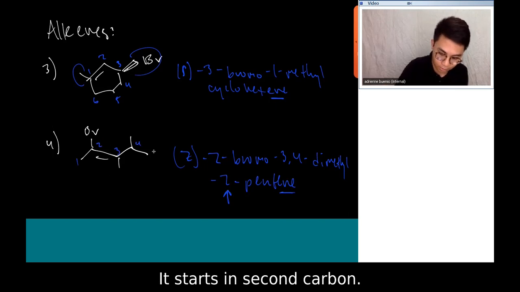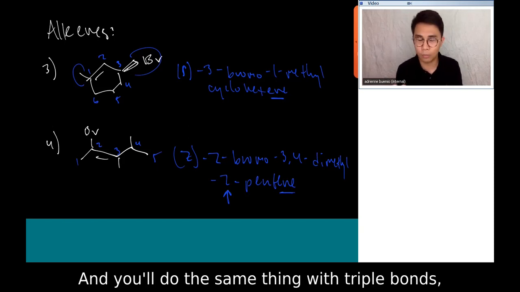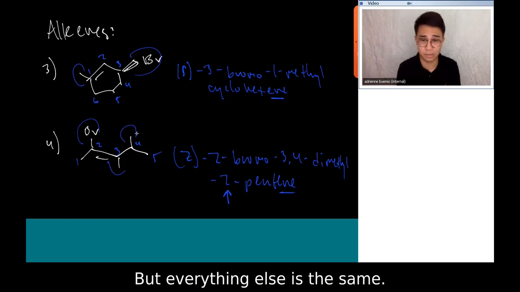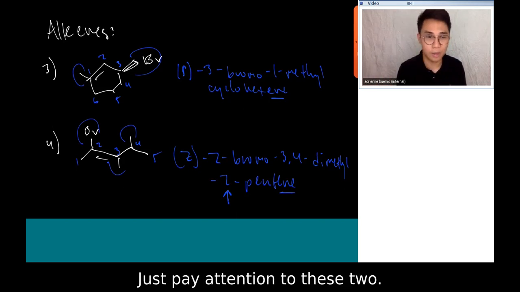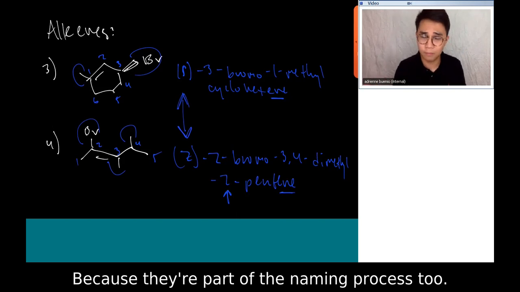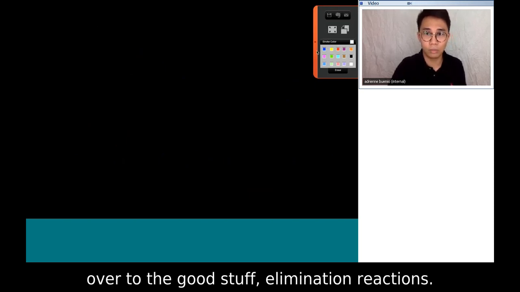So things like that make the difference between alkanes and alkenes, and you'll do the same thing with triple bonds, pointing out where it is. But everything else is the same. And again, the ending is the one that changes. Ene for alkenes, anes for alkanes, ines for alkynes. So, right. So that's all. Nothing too crazy. Just pay attention to these two, because they're part of the naming process too, right? Okay. So, with that being said, let's go on over to the good stuff.